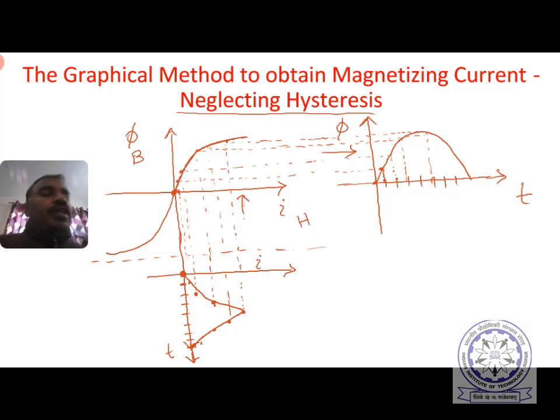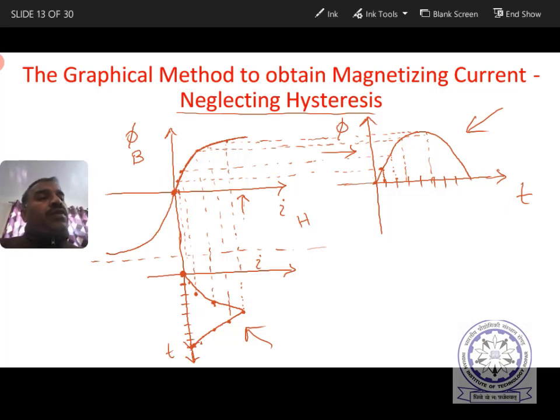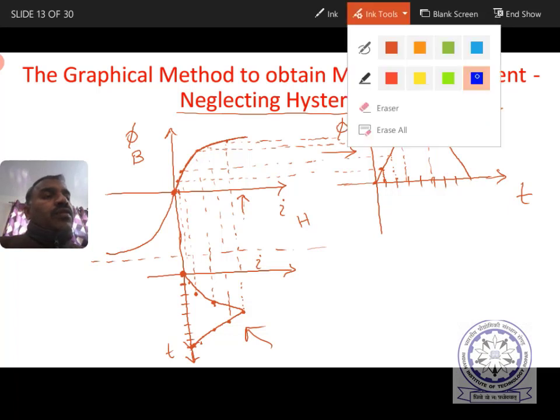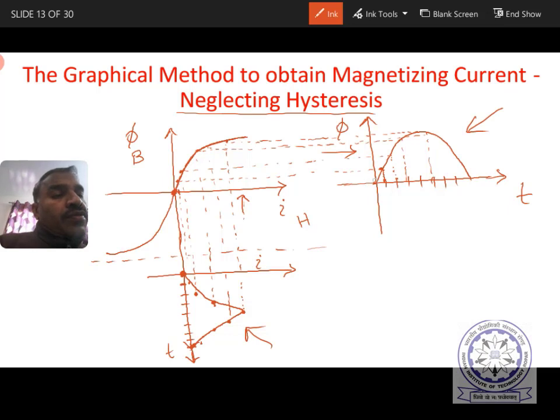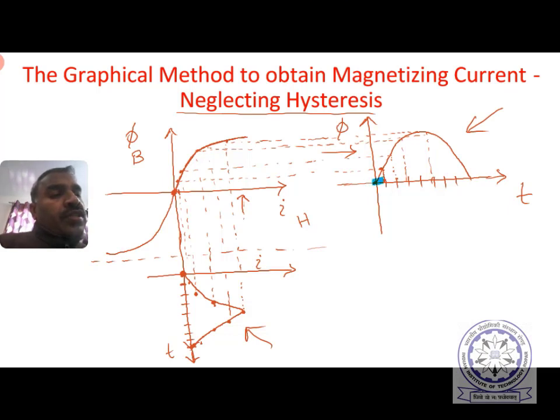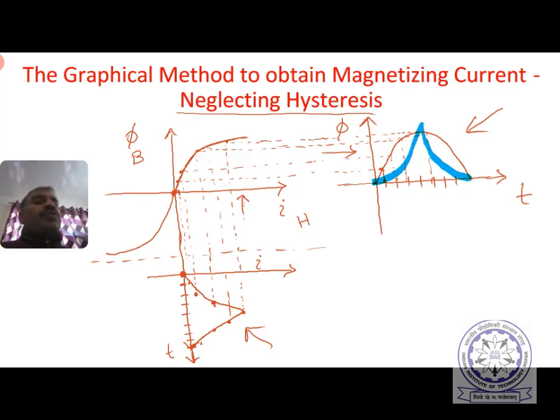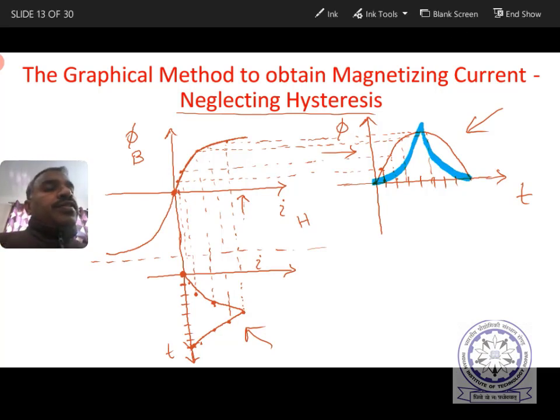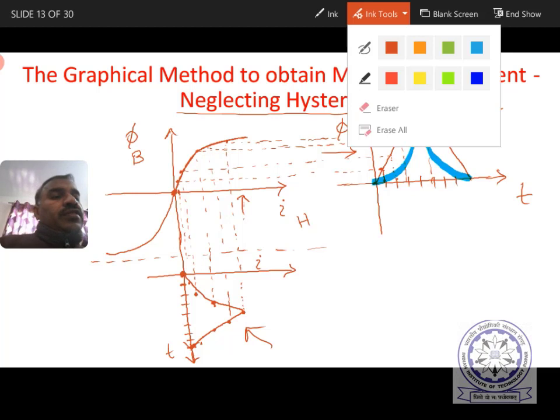So you can see clearly that when you have a sinusoidal flux, you will get a magnetization current peaky in nature. If I plot on the same curve, the magnetization characteristic will look like this. Here actually what is neglected is the hysteresis. It is coming like this.